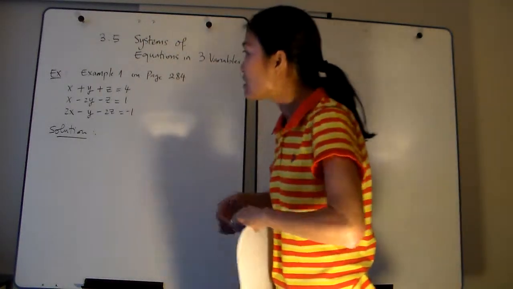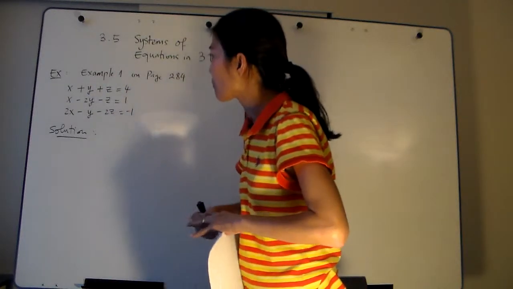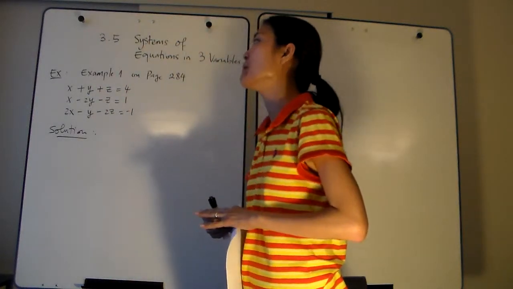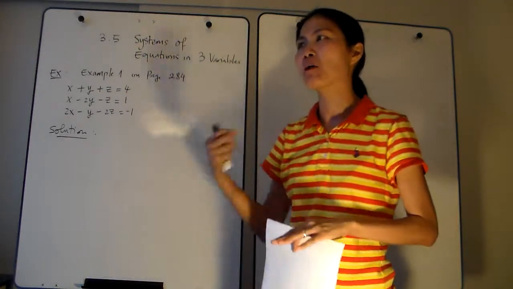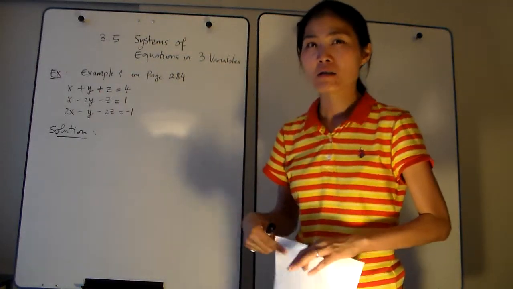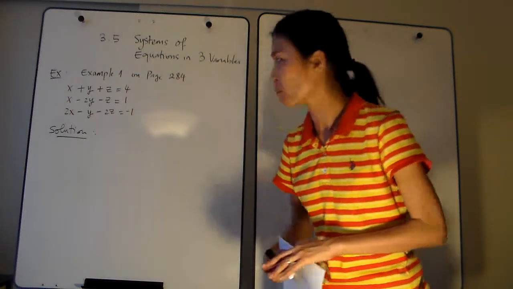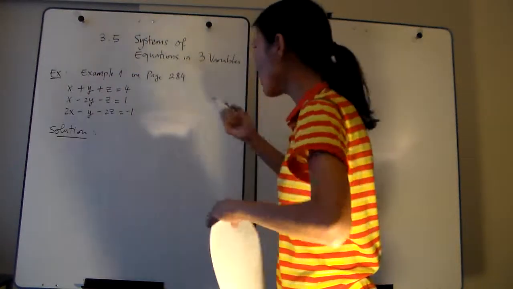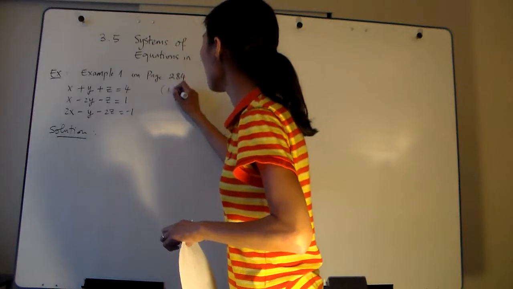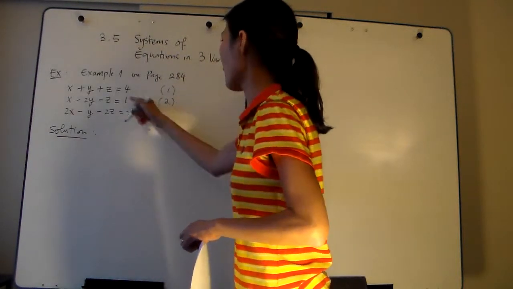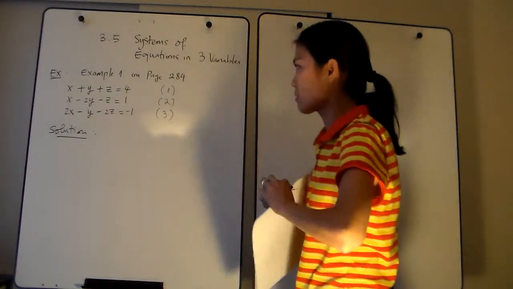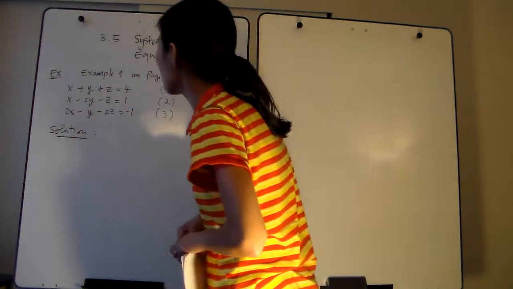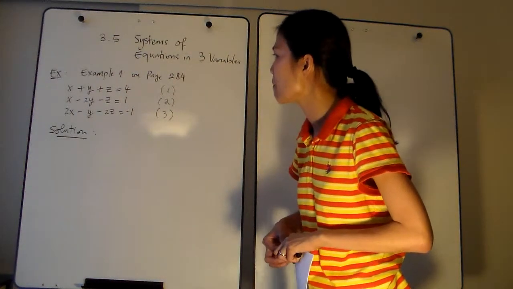Now, from looking at these three equations, you decide which variable you want to eliminate, either x, y, or z. I would recommend you pick the one that's kind of obvious that you can eliminate right away. So let's see. Let me call this equation 1, this equation 2, and this equation 3. Okay, it's just easy to talk. All right, which variable should we eliminate?